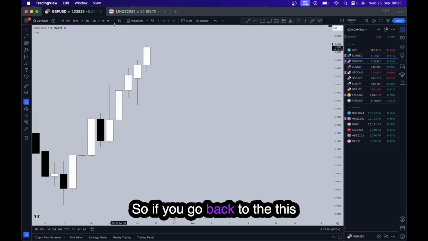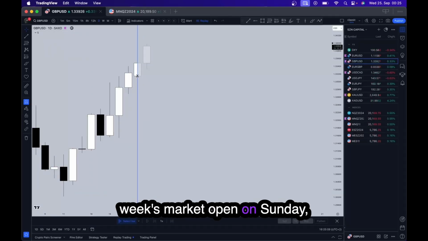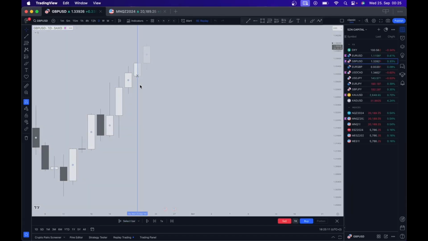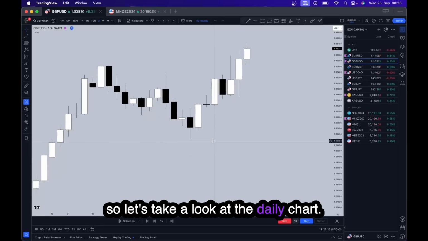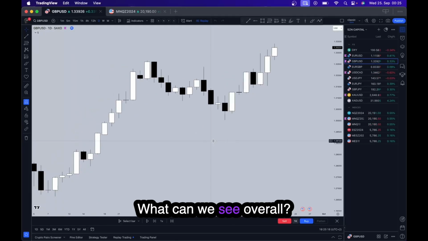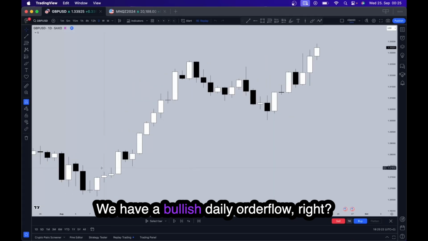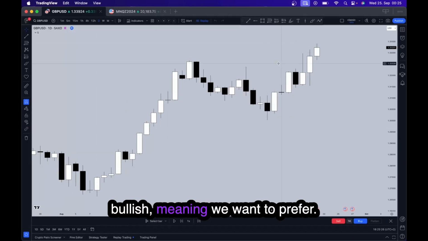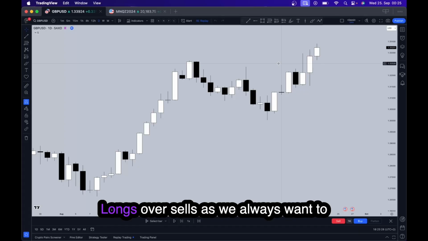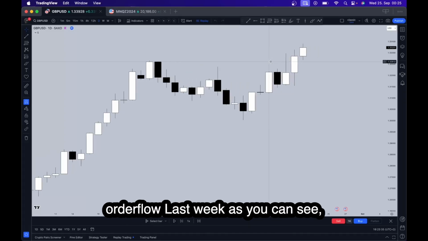So if we go back to this week's market open on Sunday, let's take a look at the daily chart. What can we see? Overall, we have a bullish daily order flow, right? So higher time frame order flow is bullish, meaning we want to prefer longs over sells, as we always want to be aligned with the higher time frame order flow.